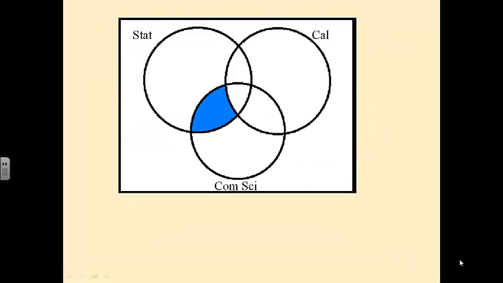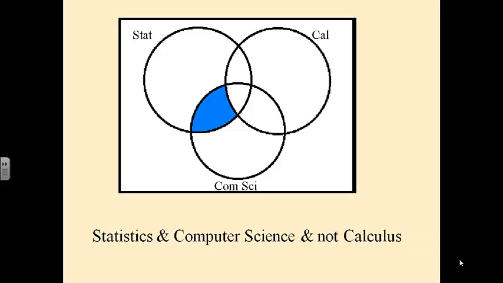So here, let's say we're given an example. We have people taking statistics, people taking calculus, and people taking computer science. The part that's shaded would be the people who are taking statistics and computer science and not calculus. Alright, so you need to be able to look at that picture and see that. The shaded portion, those are people that are both in the statistics circle, they're also in the computer science circle, and they're not in the calculus circle. So it satisfies all three of those requirements.